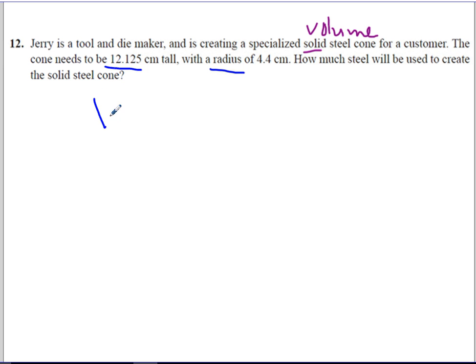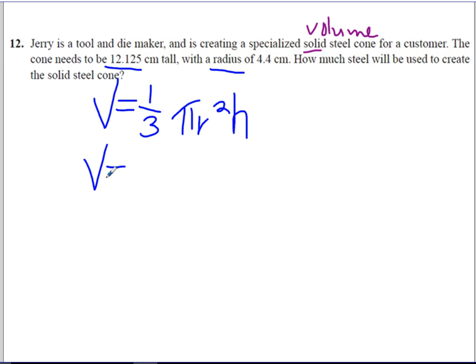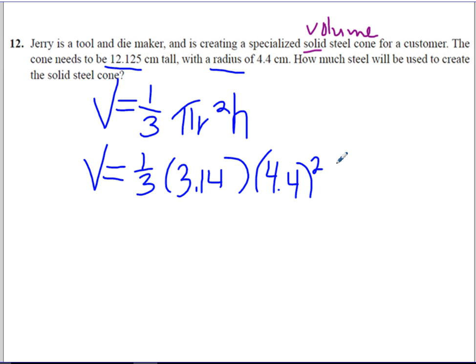So again, our volume, we have a circular bottom, so pi r squared. Since it's a cone, we have to put a 3rd in front of it because it comes to a point. And we need to make sure we multiply it by the height. So let's plug in our numbers. We have volume equals 1/3 times 3.14 times our radius of 4.4 squared times our height of 12.125.